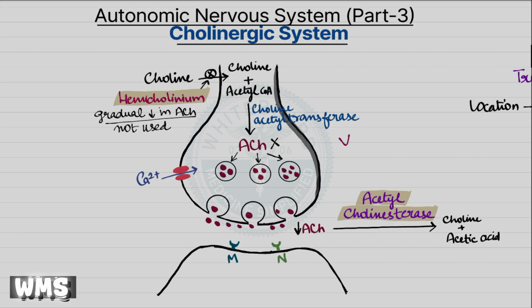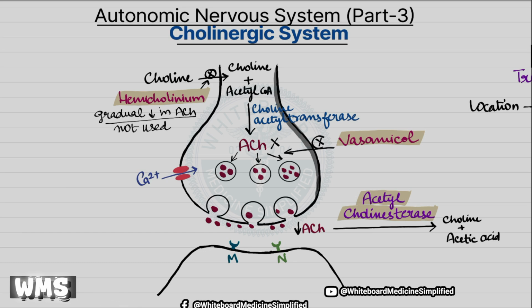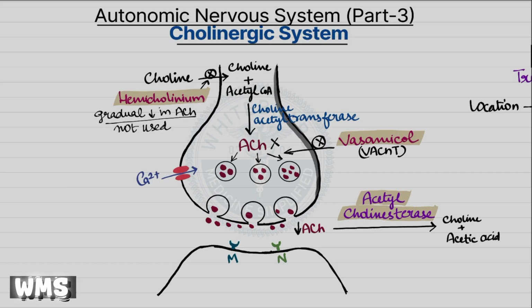The next one is Vesamicol. Vesamicol is an experimental drug. It does not block choline uptake like hemicholinium. Instead, it blocks the vesicular acetylcholine transporter. Now remember, once acetylcholine is synthesized in the cytoplasm, it must be transported into synaptic vesicles for storage. Vesamicol prevents this packaging step.